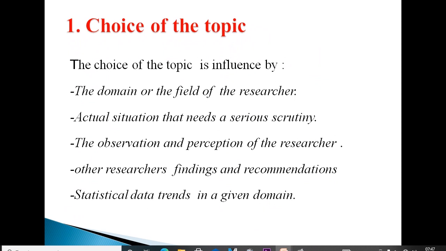Number five, there are statistical data trends in a given domain. Statistical data trends can also influence the researcher to choose the topic. In fact, here the researcher can find some alarming statistics, and he may feel the need, or be motivated, to carry out research based on those alarming statistics that he has found.